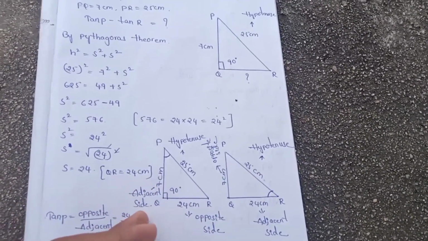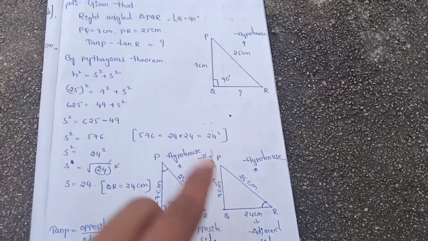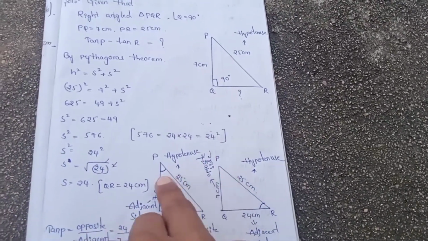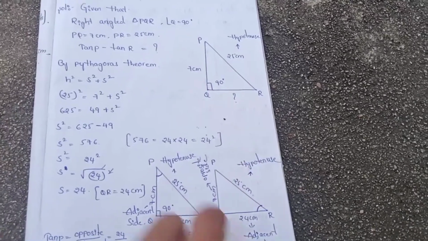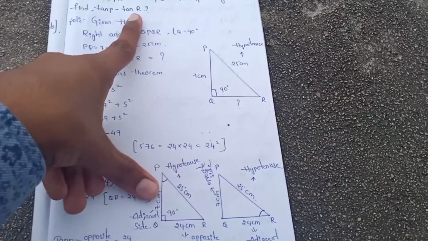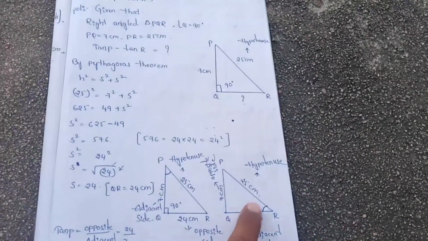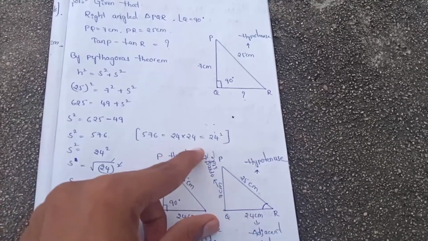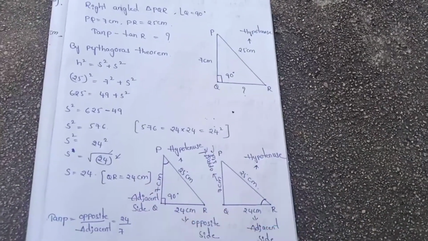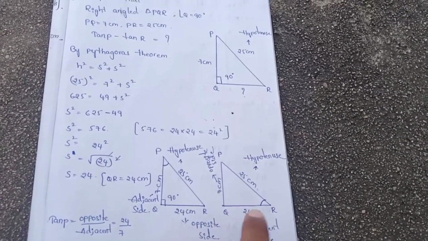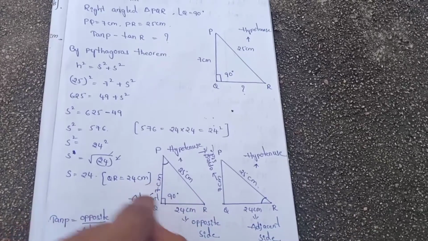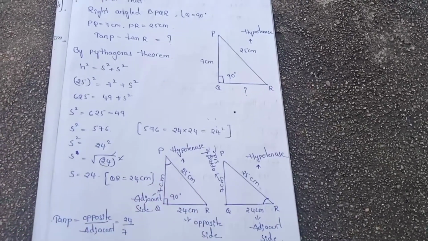B side is adjacent side. Next, we have to draw another triangle with the same measurements. This is the hypotenuse. In this triangle, we have to point out the R. By pointing out R, the opposite side is PQ and the adjacent side is QR. In this triangle, this is the opposite side and this is the adjacent side.